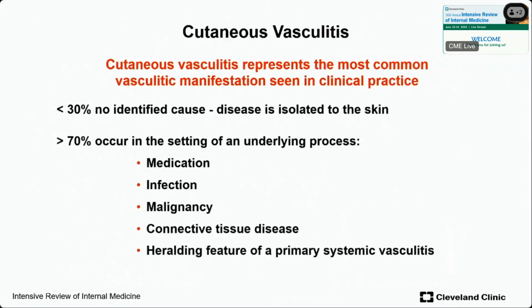Now, cutaneous vasculitis represents the most common vascular manifestation that we will see in clinical practice. In less than 30% of these patients, there is no identified underlying cause or evidence of vasculitis in other organs, such that the disease is isolated to the skin. However, in the remaining 70+% of these patients, this occurs in the setting of an underlying process, such as a medication, infection, malignancy, connective tissue disease, or a heralding feature of a primary systemic vasculitis.